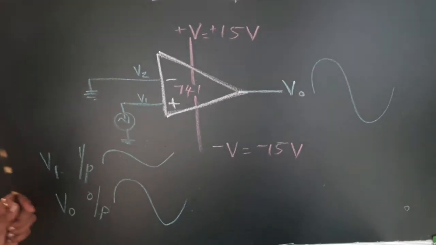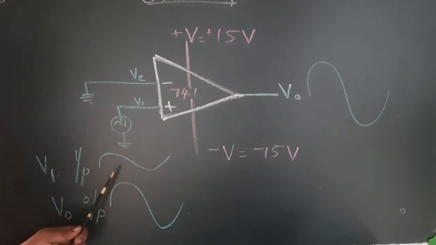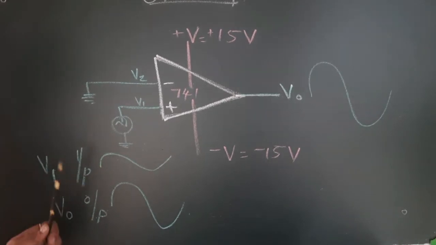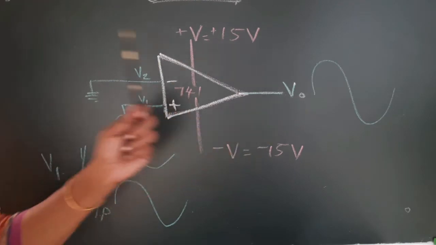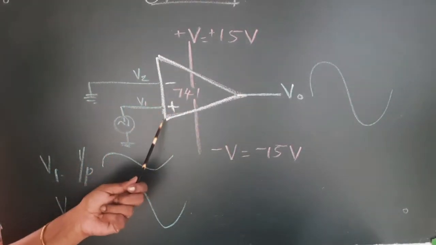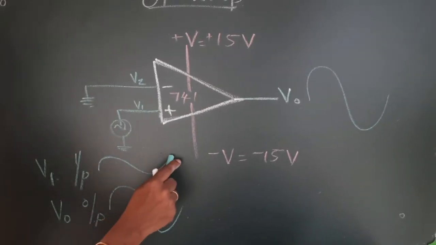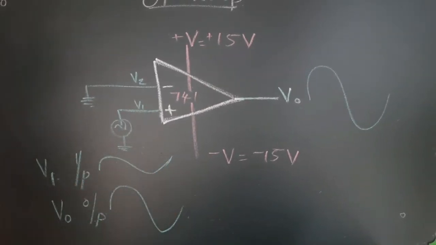Even when you are doing your practicals with your op-amp, you will have to show that in the inverting mode, the output is out of phase with the input, and in the non-inverting mode, the output will be in phase with the input. In the CRO, you will be able to observe the input and output in the two channels so that you can verify this.